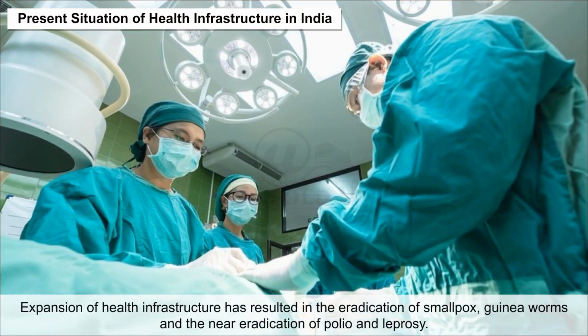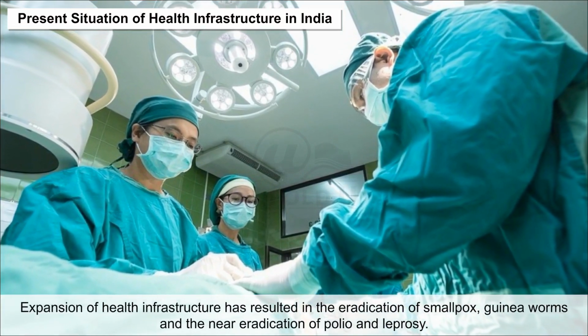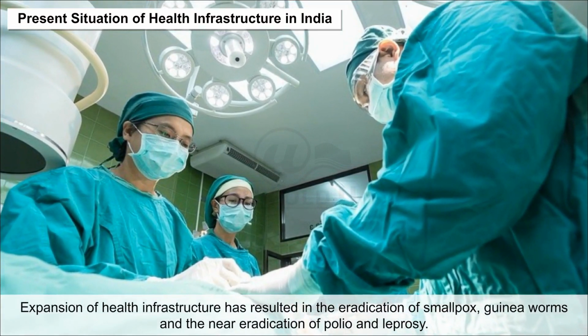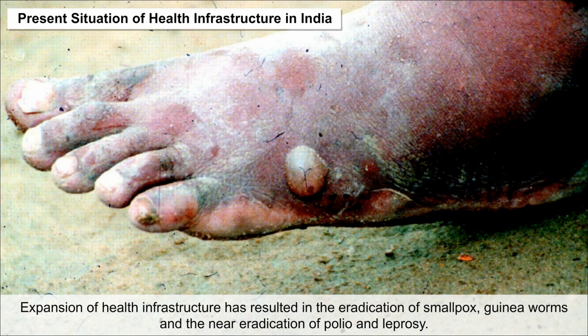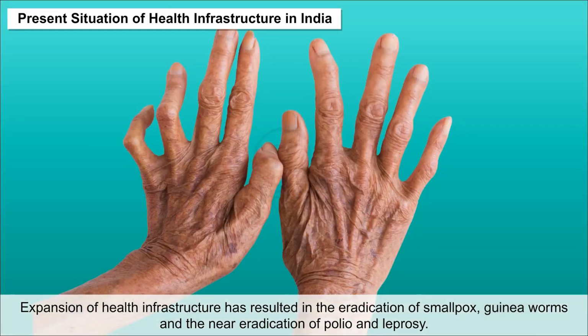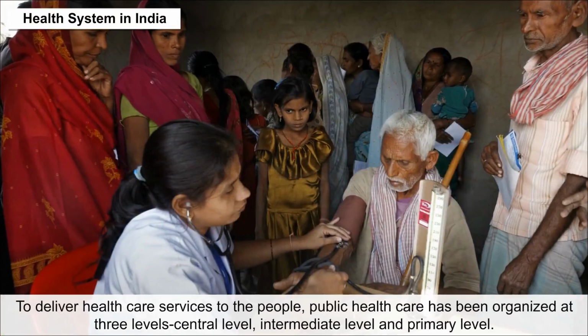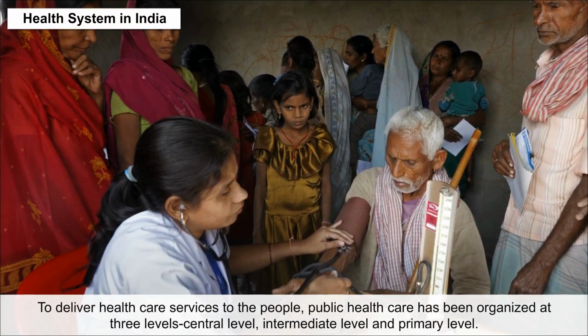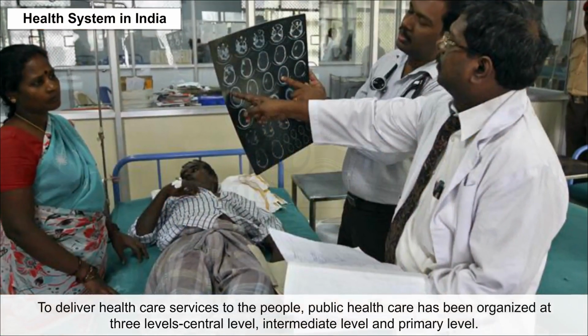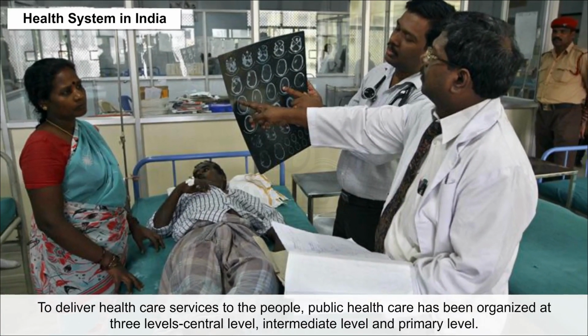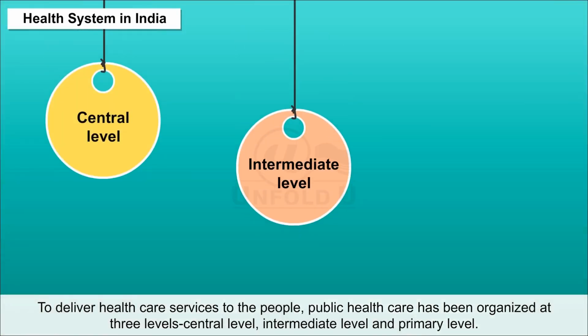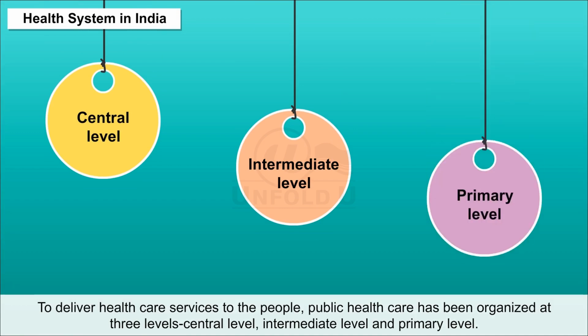Expansion of health infrastructure has resulted in the eradication of smallpox and guinea worm, and the near eradication of polio and leprosy. Health system in India. To deliver healthcare services to the people, public healthcare has been organized at 3 levels: central level, intermediate level, and primary level.